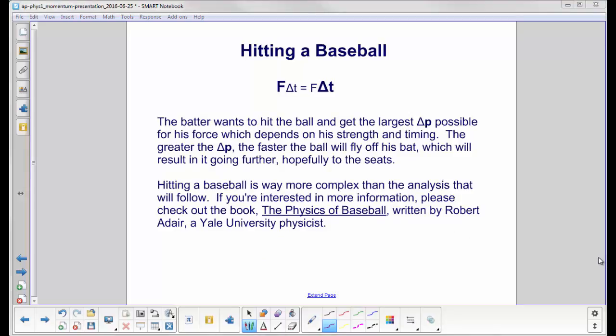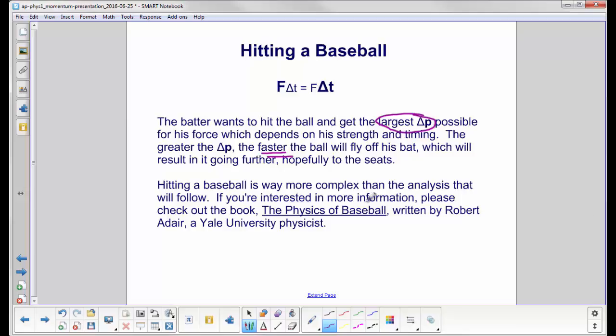The batter wants first of all to hit the ball, and then his next job is to get the largest change in momentum possible for his force, and that force depends on his own strength and timing. The greater the change in momentum, the faster the ball will fly off his bat, which will result in it going further, hopefully to the seats. He's probably not thinking about getting a momentum change, but he does want to hit the ball very far.